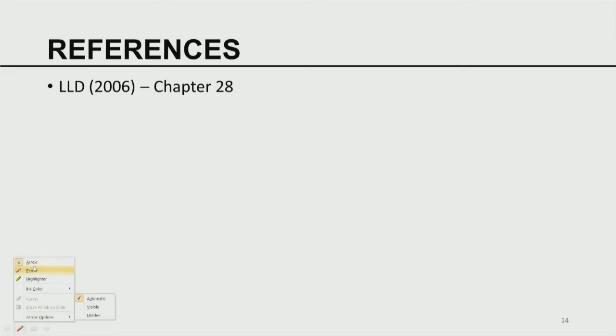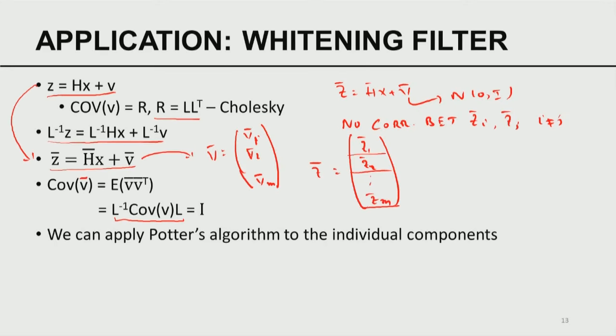With that, we come to the end of the discussion of this covariance square root filter. This is covered in chapter 28 of our book, and there are enough exercises one has to perform in trying to verify all these things. That's why I have not given you any additional exercises. Trying to verify all the calculations in here are themselves an exercise.